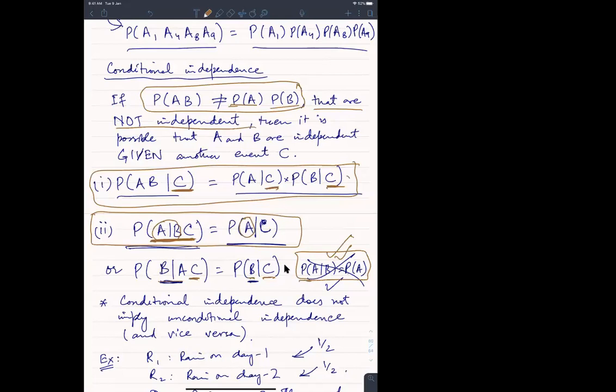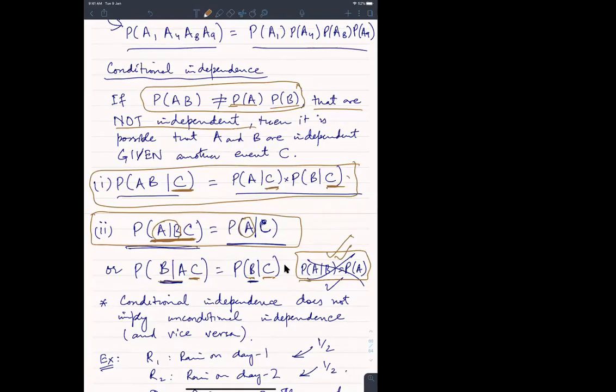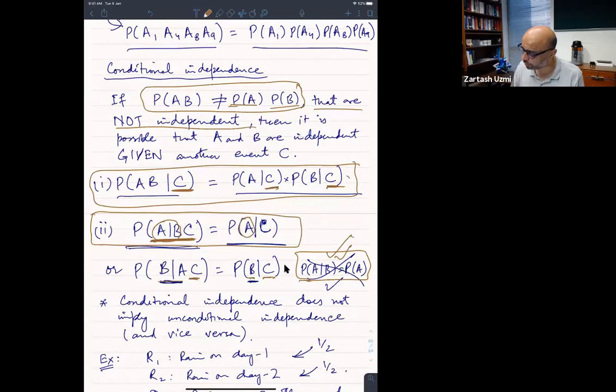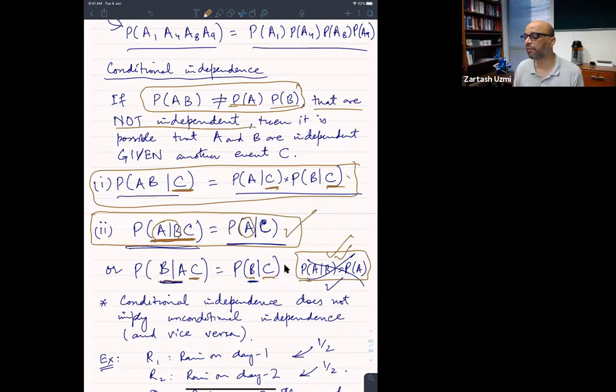A given B and C. Okay, understood. And from this, C is dropped on the right side. It means it doesn't matter whether B occurs. But the real thing is that C must occur. C is the given condition.